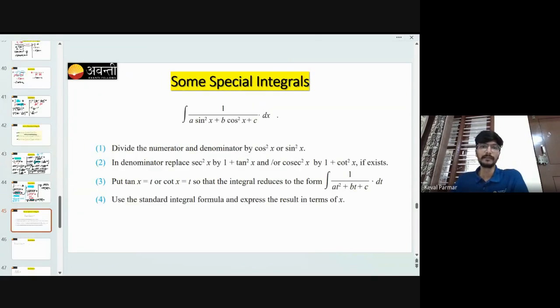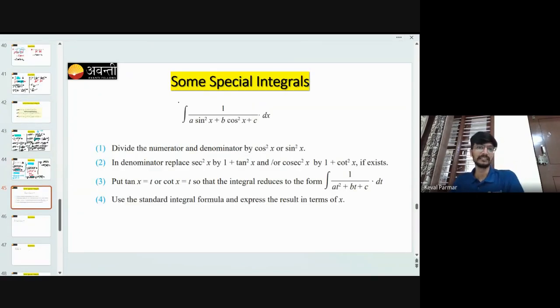So I hope it is clear now. Next is some special integrals. So we can do one question now about this. This is again a format. What is the format? The format is 1 upon a sine square x plus b cos square x plus c, where a, b, c are constants.